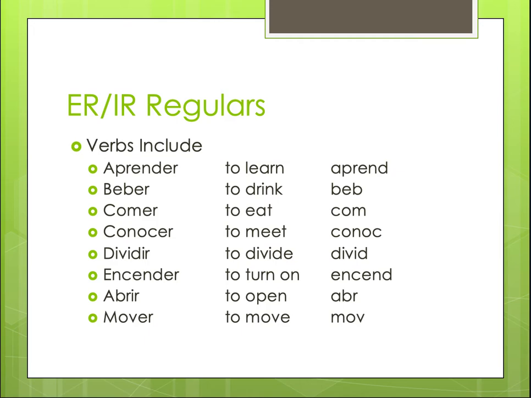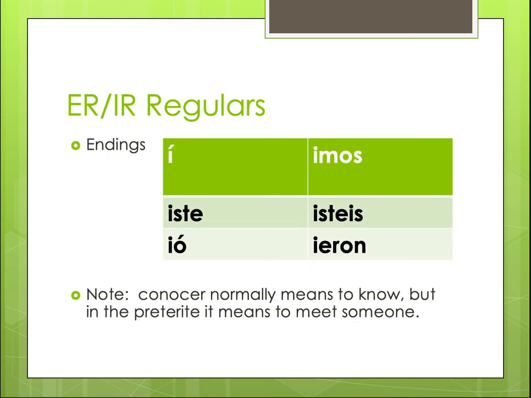Next, we have ER-IR regular verbs. Those would be verbs like aprender, beber, comer, conocer, dividir, encender, abrir, and mover. That is not a complete list, just an example of the many ER and IR regular verbs. Here are the endings. They are í with an accent, iste, ió.